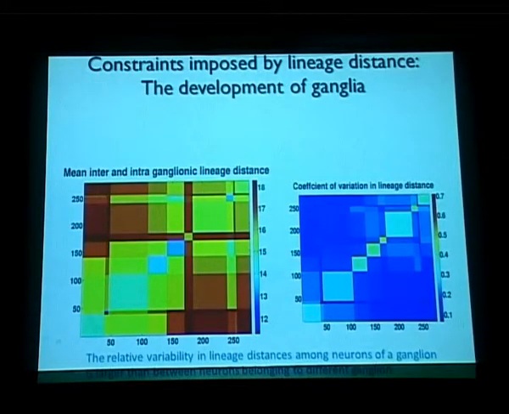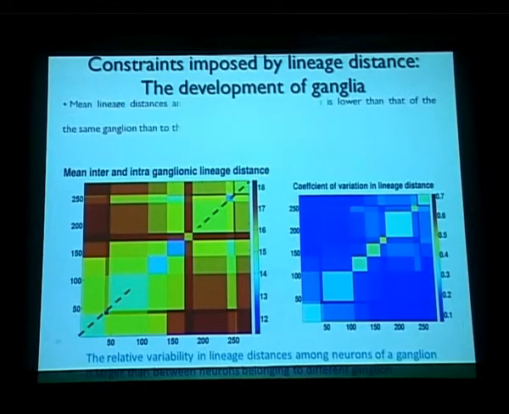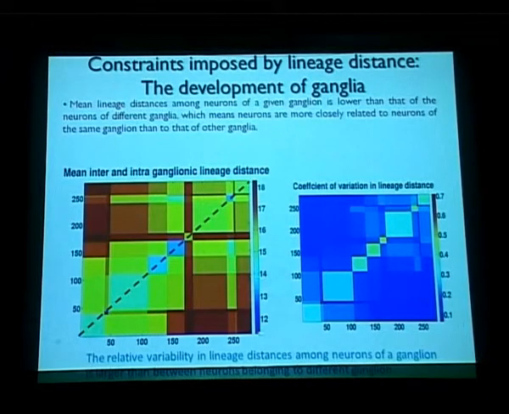So the next thing we looked at is what kind of constraints are imposed by lineage distance on the development of ganglia. We started with ganglia. So what we have done here is we have calculated the mean inter- and intraganglionic lineage distance, and if you look along this diagonal, you can see the mean of the lineage distance is very low. It's mostly all below 15. So that basically suggests that neurons are more closely related to neurons of the same ganglia rather than neurons of other ganglia.